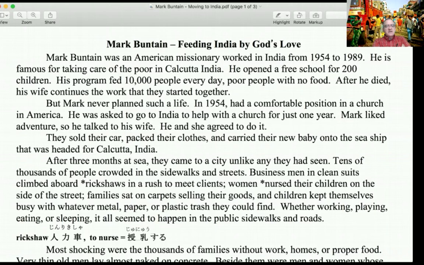Tens of thousands of people crowded the sidewalks and streets. Businessmen in clean suits climbed aboard rickshaws in a rush to meet clients. Women nursed their children on the side of the street. Families sat on carpets selling their goods, and children kept themselves busy with whatever metal, paper, or plastic trash they could find. Whether working, playing, eating, or sleeping, it all seemed to happen on the public sidewalks and roads.